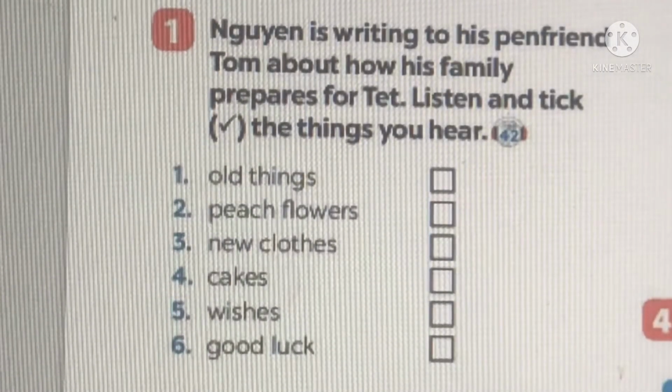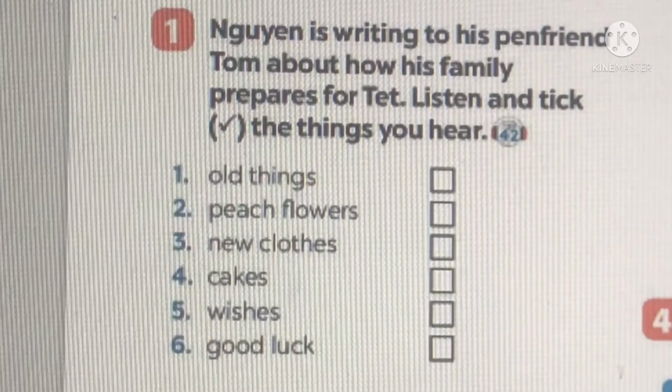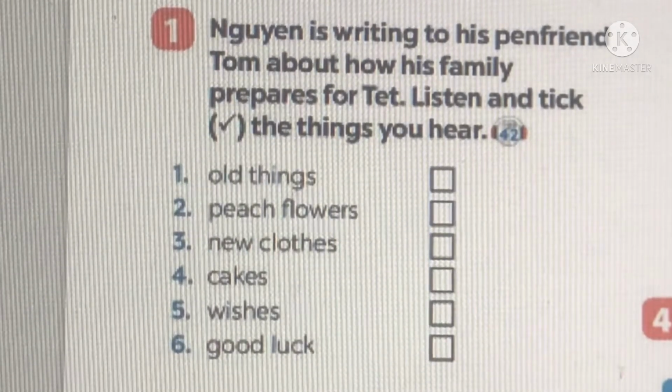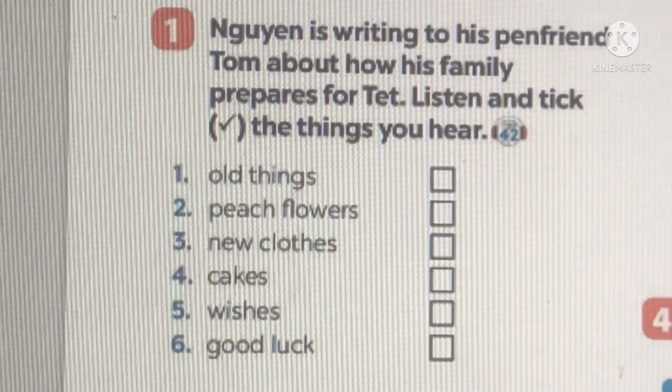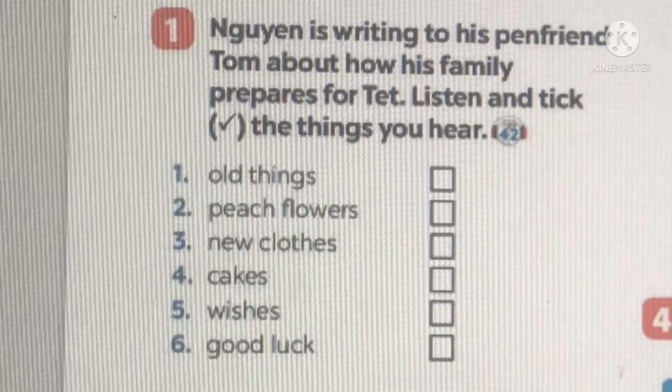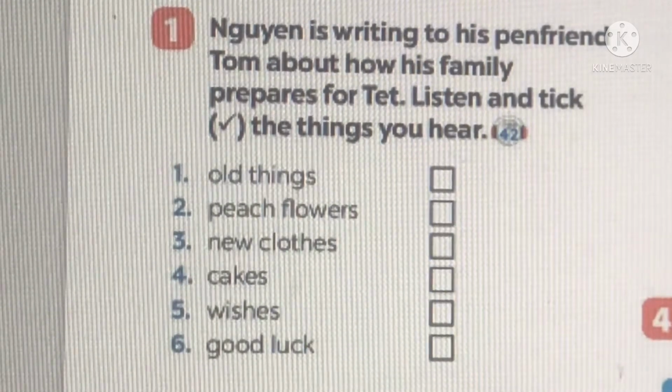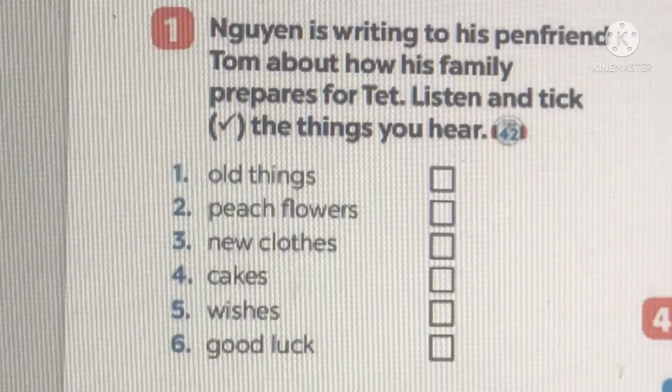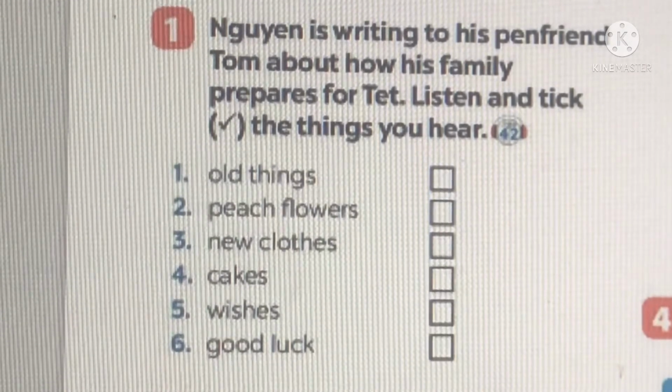Unit 6. Our Tết Holiday. Page 65. Skills 2. Listening. Activity 1. Phương is writing to his pen friend Tom about how his family prepares for Tết. Listen and tick the things you hear.